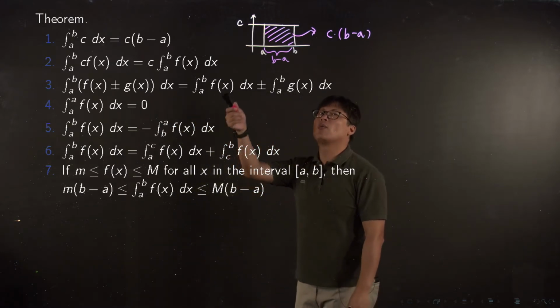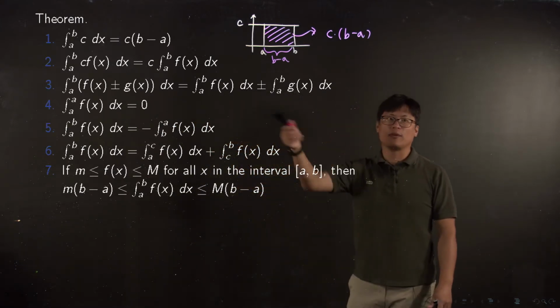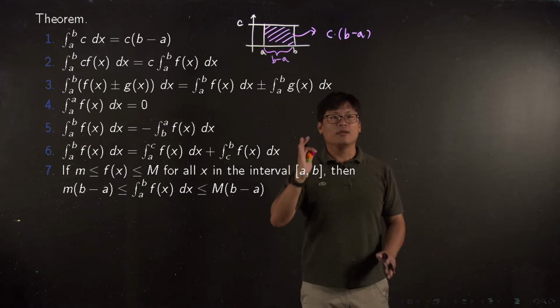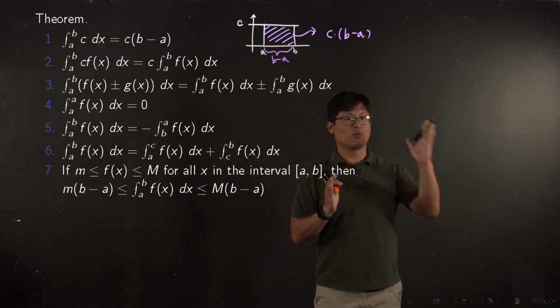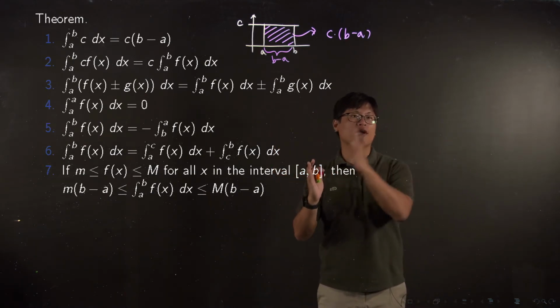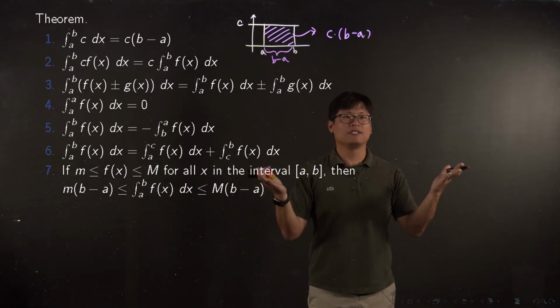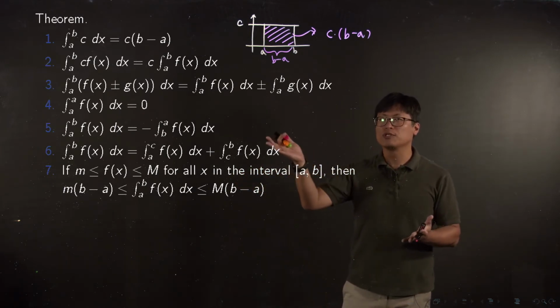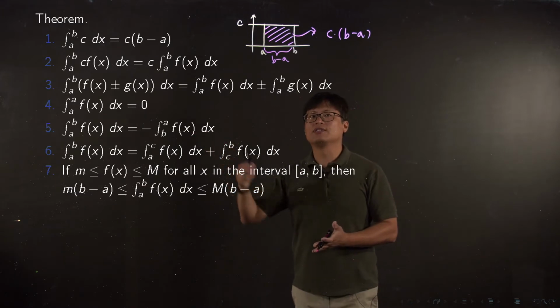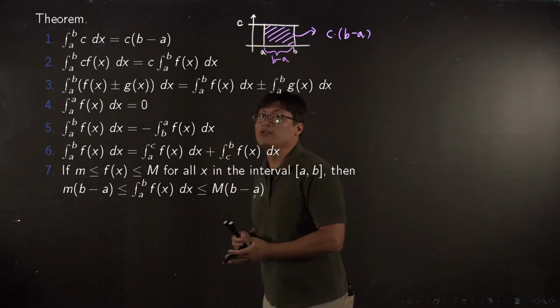And number 5, I already gave you an example about this. Basically, your integral must go left to right, but if you want to change the direction, it is exactly the opposite value of the integral. We can prove this one by the definition. But number 6 is really interesting.